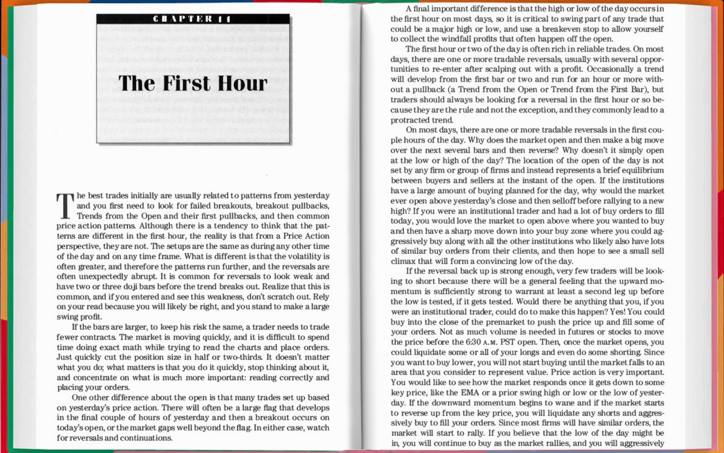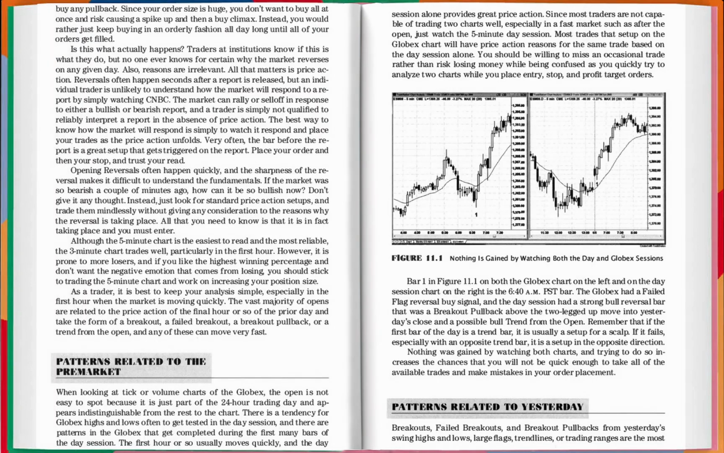If you believe that the low of the day might be in, you will continue to buy as the market rallies, and you will aggressively buy any pullback. Since your order size is huge, you don't want to buy all at once and risk causing a spike up and then a buy climax. Instead, you would rather just keep buying in an orderly fashion all day long until all of your orders get filled. Is this what actually happens?